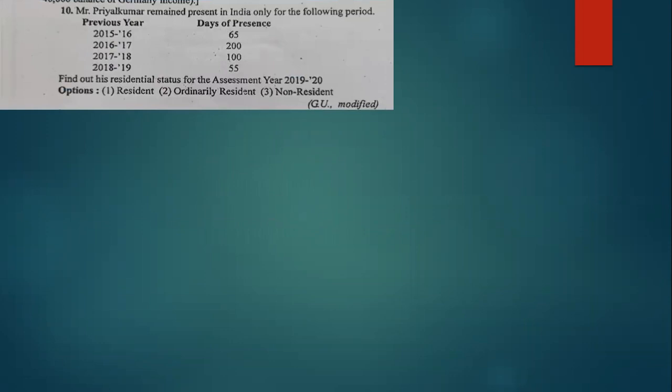Mr. Priyal Kumar remained present in India only for the following period. Here we are given the details of stay in India of Priyal Kumar. Here we have two columns. One indicates the previous year and second is indicating the days of presence. So here we don't have to calculate the days. We are already having the days.